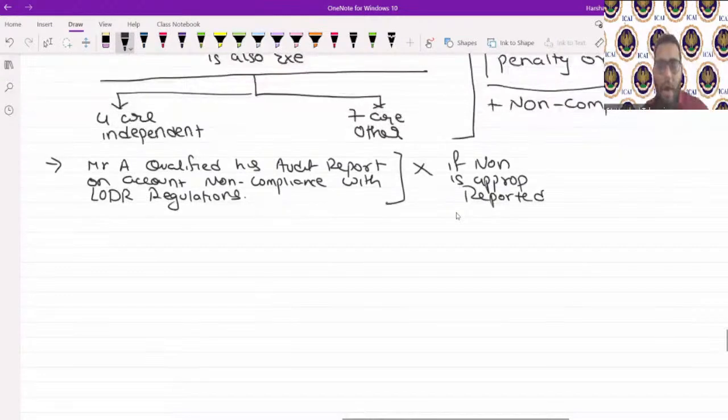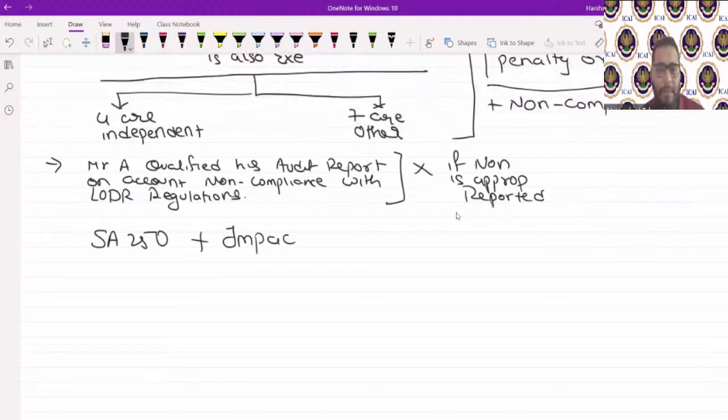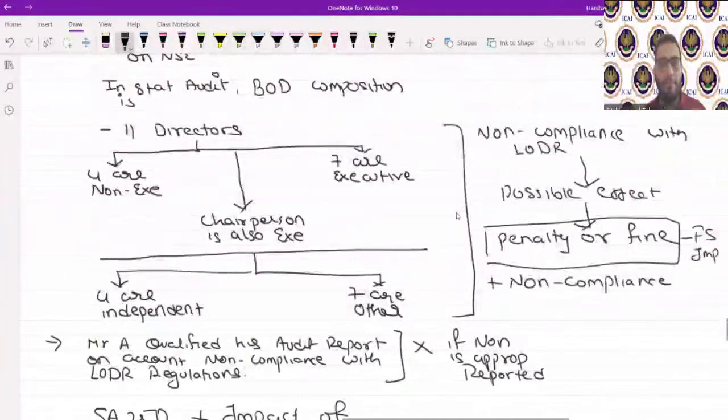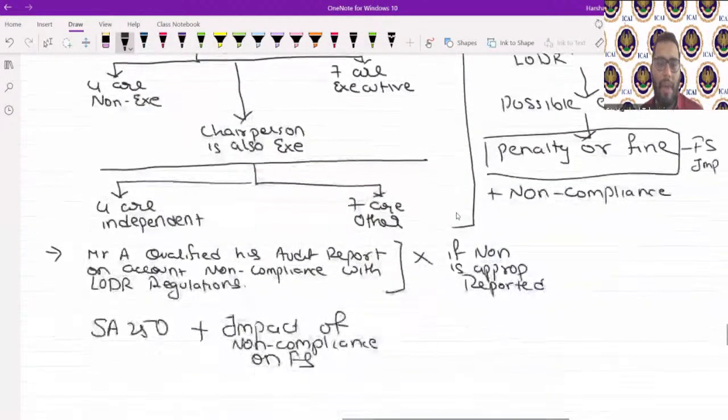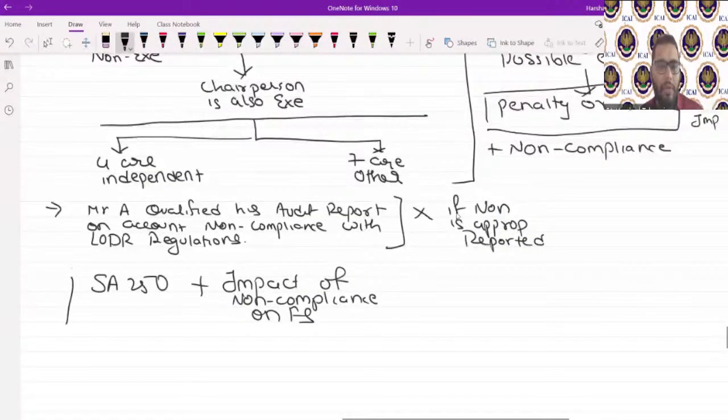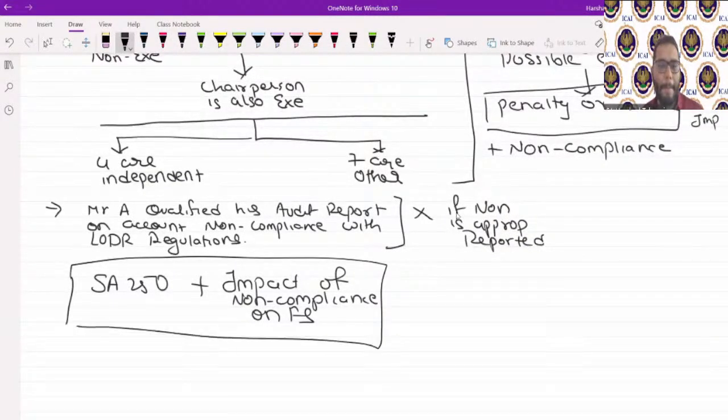So non-compliance alone will not lead to a qualification. You need to see SA 250 plus you need to see the impact of non-compliance on financial statements. Just that my independent directors are not appropriate or my non-executive directors are not as per the regulation is not a valid ground for the qualification. You need to see these two things. Then only you can justify the qualification. I hope it is clear.